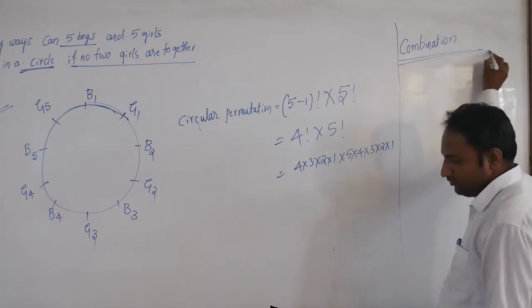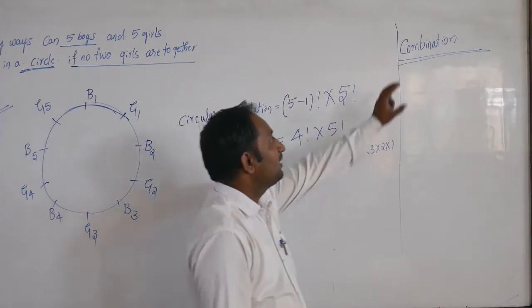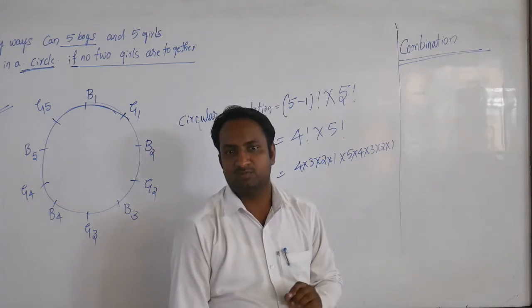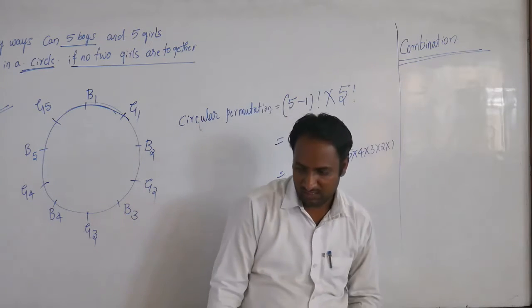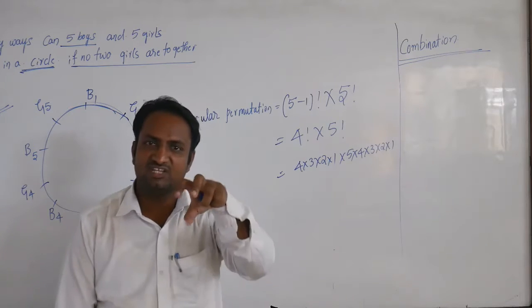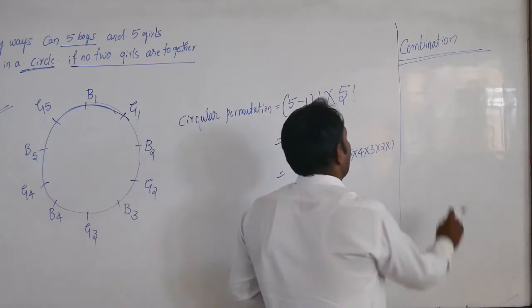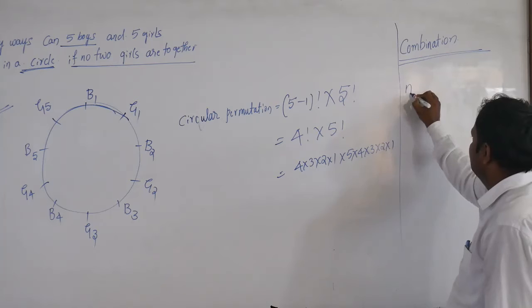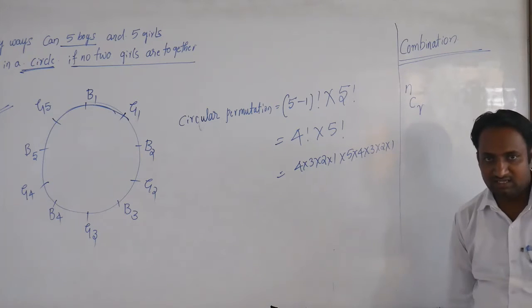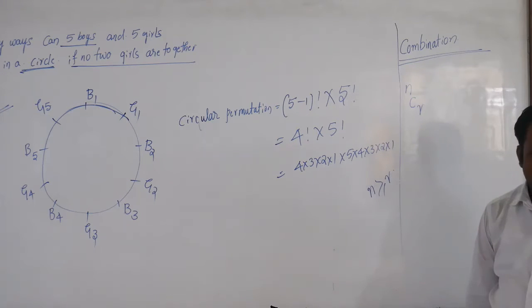Here is a very important concept: combination. First, we should completely know the things about permutation as well as circular permutation. Now we go to combination. Combination means a selection of things. Here, a very important and essential formula belongs to combination, that is nCr. Here in nCr, the n value must be greater than or equal to the r value.